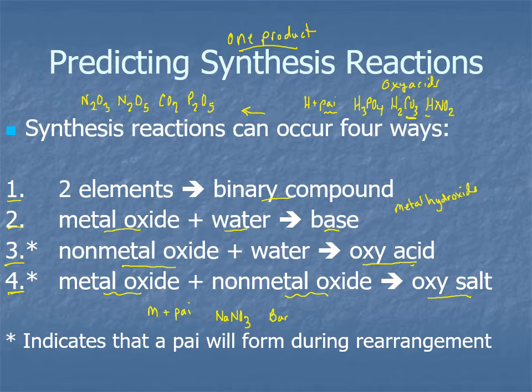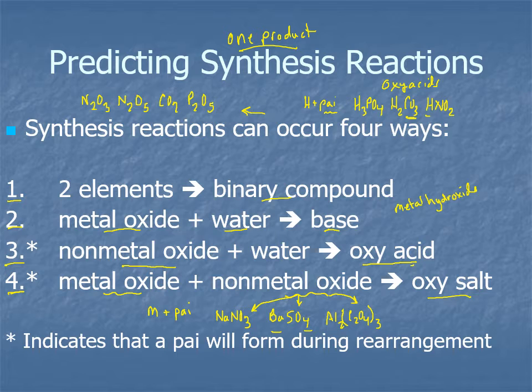Barium sulfate. Aluminum oxalate. So there's aluminum oxalate. All of these are oxysalts. It's a metal combined with a polyatomic ion. Where did the polyatomic ion come from? From the nonmetal oxide. These nonmetal oxides rearrange to make polyatomic ions. And so that's where we can get our oxysalts from.